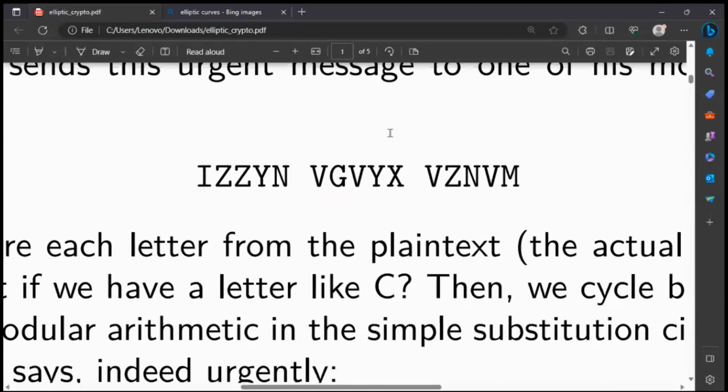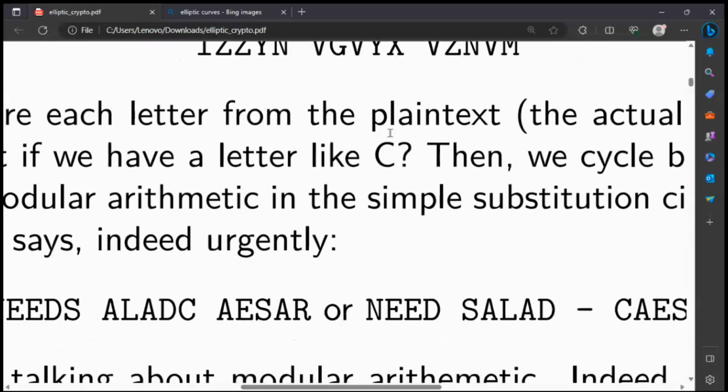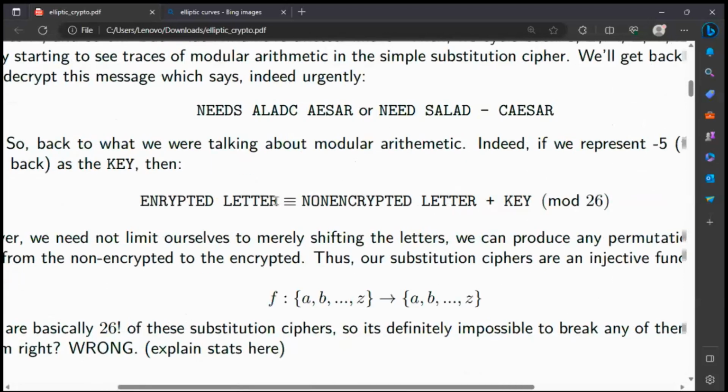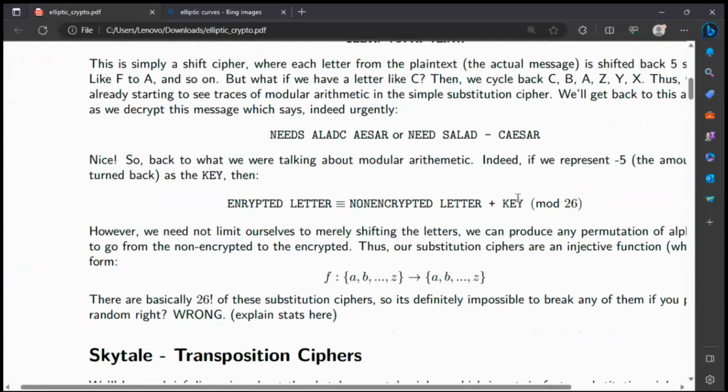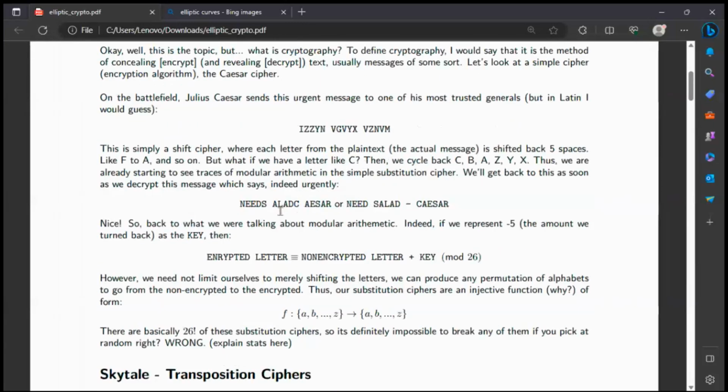Since we're cycling back, we are starting to see some sort of modular arithmetic in play here, which is basically that the encrypted letter is the non-encrypted letter, or the plain text, plus some key modulo 26. Here the key is -5 because we're going back 5 times. So this is something we call a shift cipher because we're shifting everything, right?